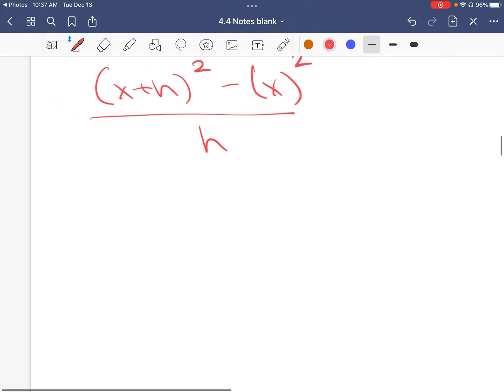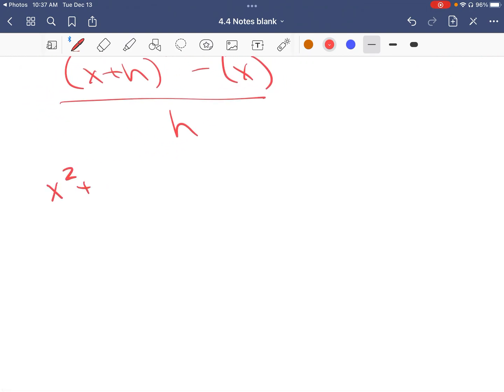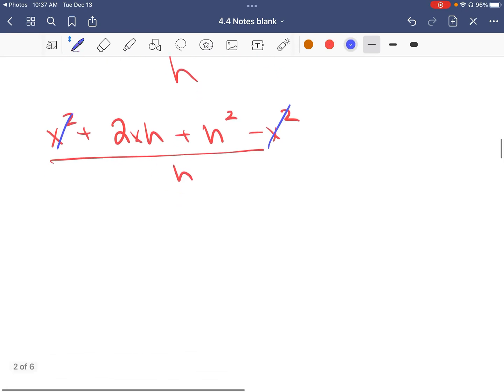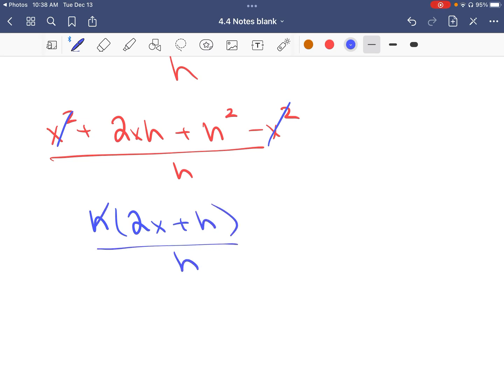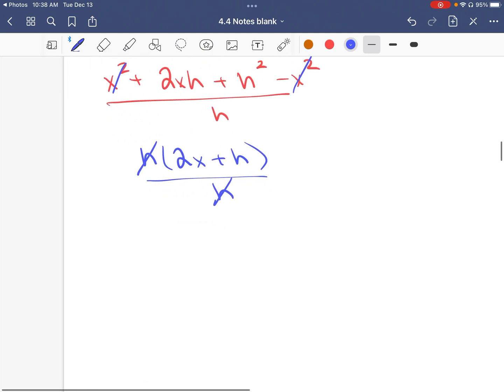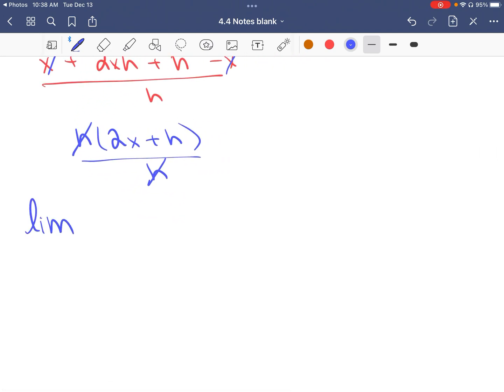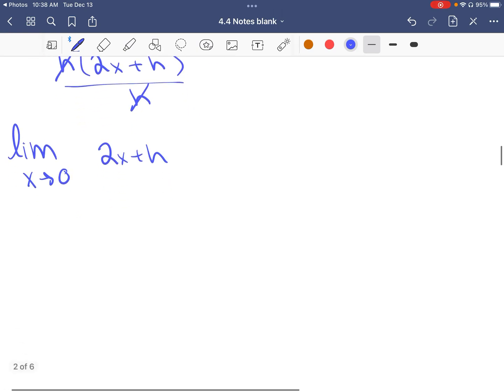Now simplifying, distributing, we'd have x squared plus 2xh plus h squared minus x squared, all over h. Our x squareds are going to cancel out, and we can see there that h is common to both, and just like before, we want to have that common factor of h. Now that we've got that common factor, those h's are going to cancel out, and we are going to take the limit as h approaches 0 of the 2x plus h function. So 2x plus 0 is 2x.